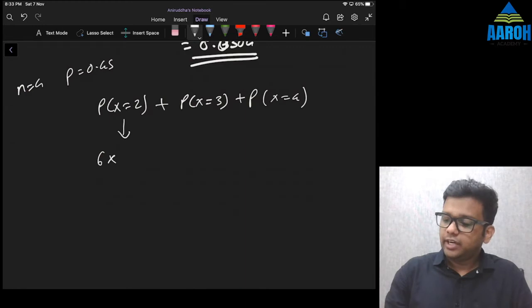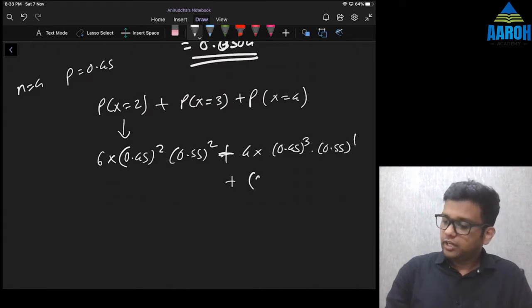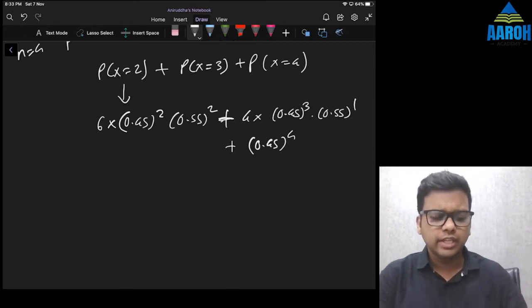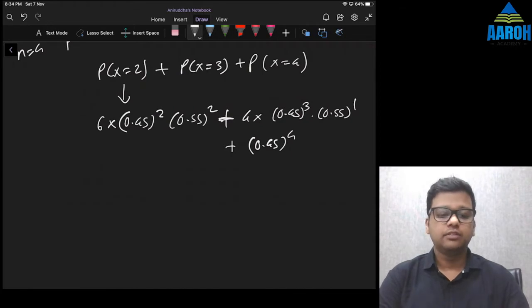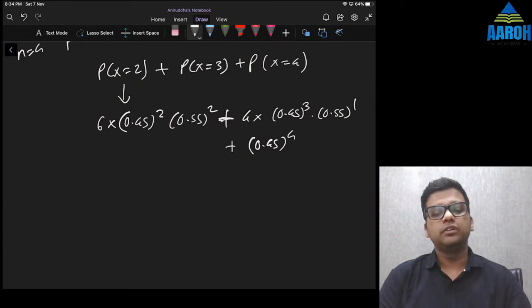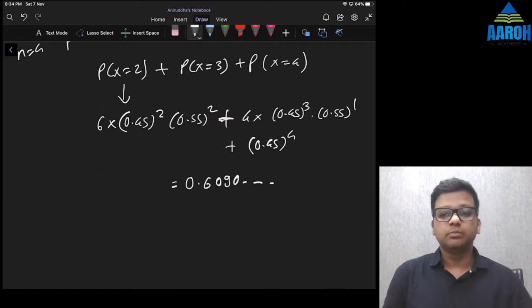4C2 is 6 into 0.45 raised to 2 into 0.55 raised to 4 minus 2, plus 4C3 is 4 into 0.45 raised to 3 into 0.55 raised to 1, plus 4C4 is 1 into 0.45 raised to 4 and into 0.55 raised to 0 is 1. Fine. Let's try to do this on the calculator. 0.45 square into 0.55 into 0.55 into 6 M plus 0.45 cube into 0.55 into 4 M plus 0.45 raised to 4 M plus, if we press MRC we should get 0.6090 something.